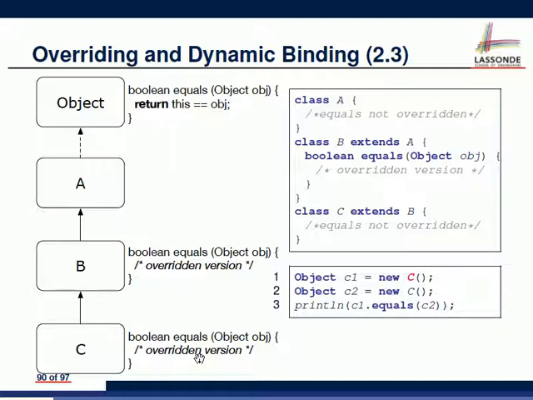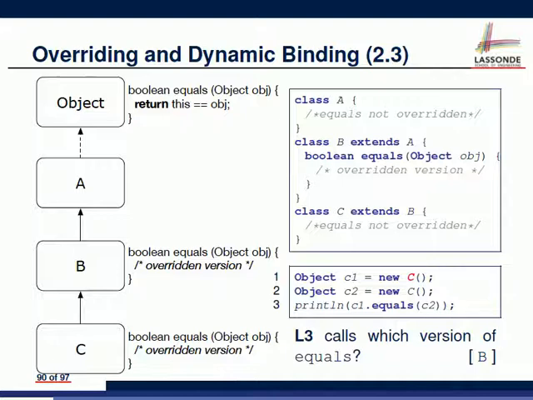Object or B? Remember the principle, the closest ancestor that has redefined the feature or the method, right? B. If you see the diagram, it's very easy to understand. Okay, B, closest ancestor, yes. Will that give you the right answer? Will that give you the right answer?